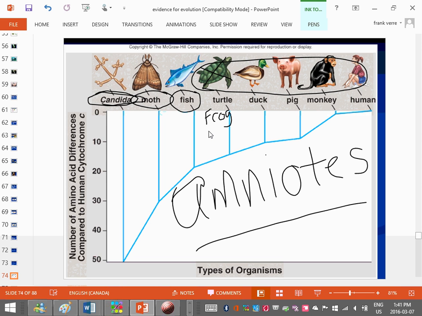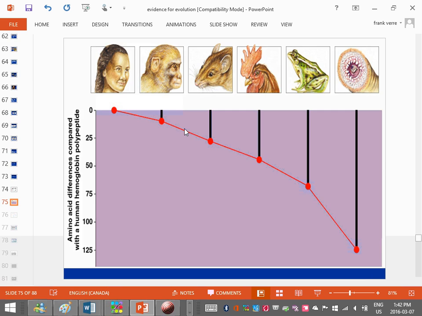Starts with an A. Ends in mammals. Animals. Very good. So we expect animals to be more like each other than things that are not animals. And that's what you see. So the molecular biology shows us a lot. We'll talk more about this as we go on in this unit, okay?